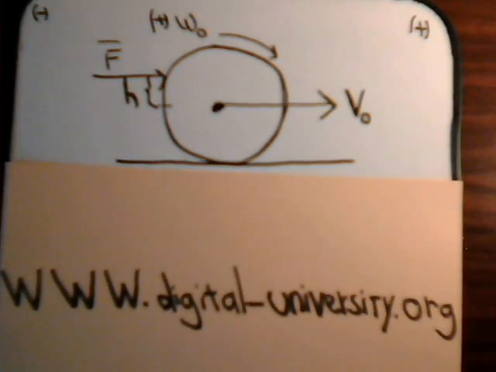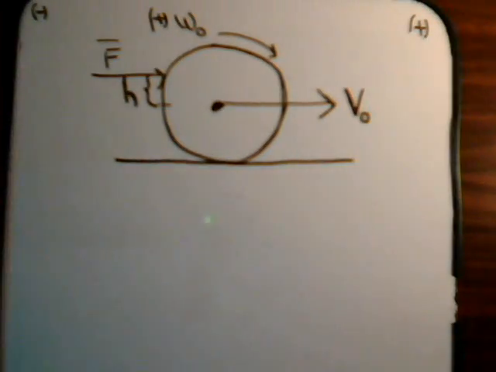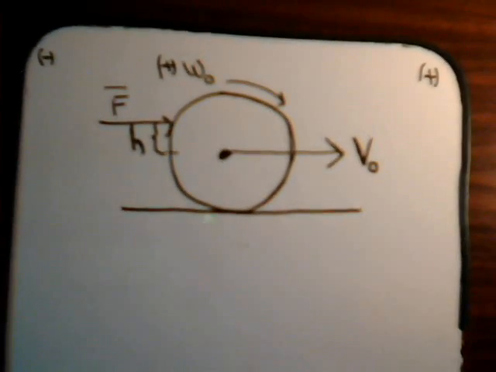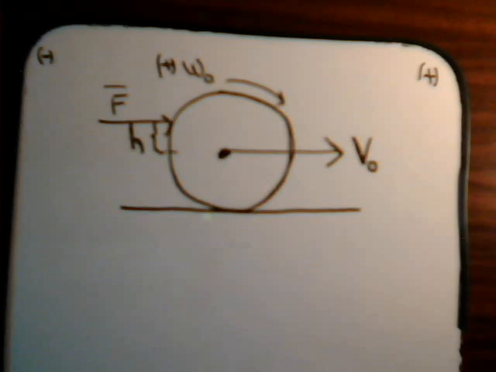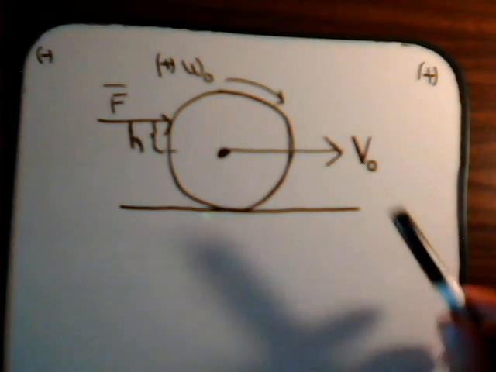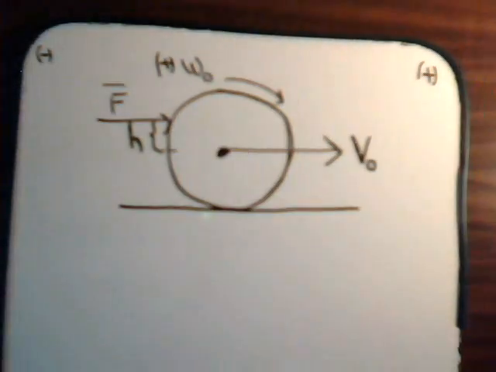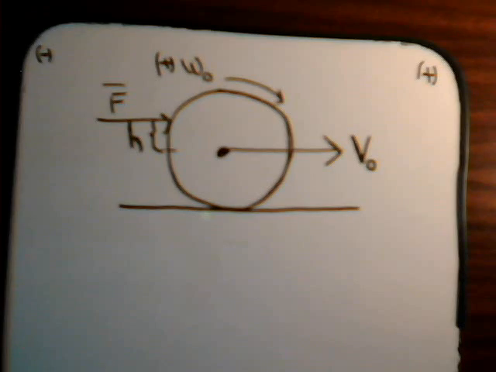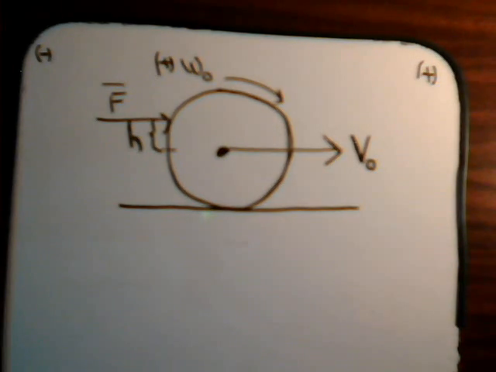In this video, we're going to consider the motion of a billiard ball when it has been struck at a certain distance h above its center, or above its center of mass. And here in our system, moving to the right is positive, and clockwise movement is also positive. Going to the left and counterclockwise is negative.